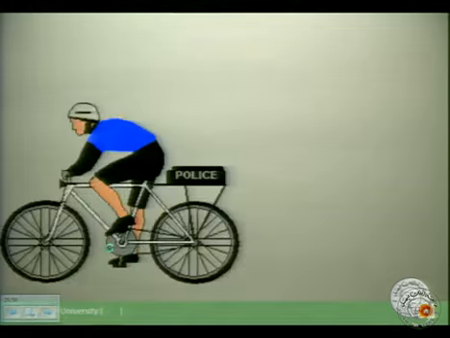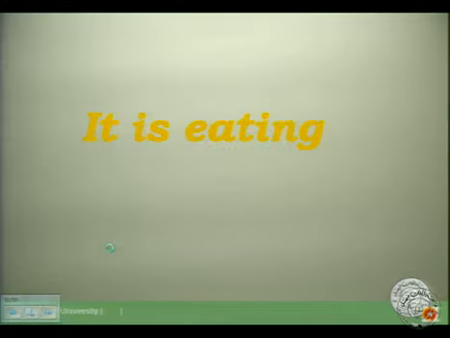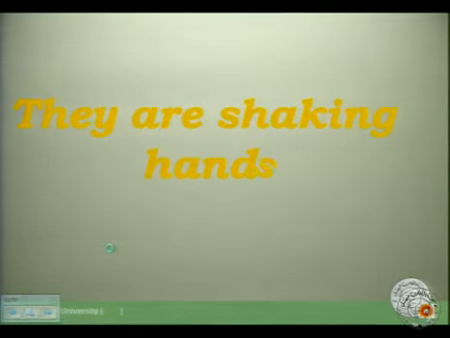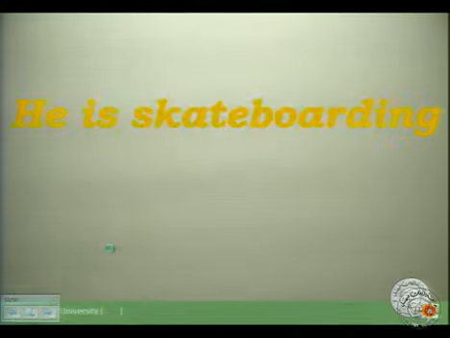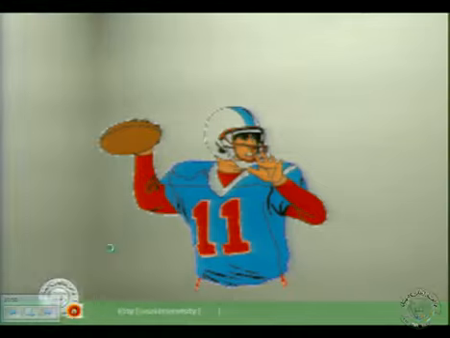What's he doing? He is looking. He's bicycling, I think. He's riding a bike. It is smelling or it is eating. What are they doing? They are shaking hands. She's skateboarding, lifting, I think. She's or he is weightlifting.